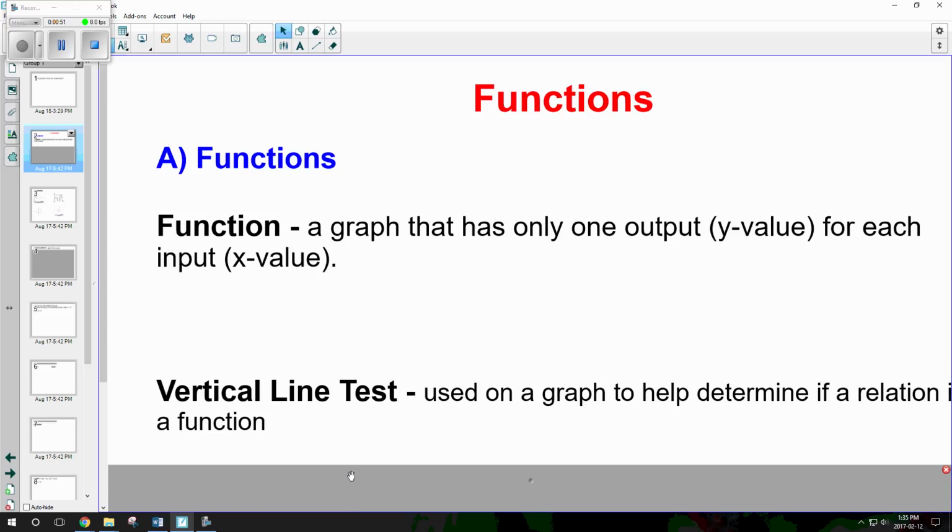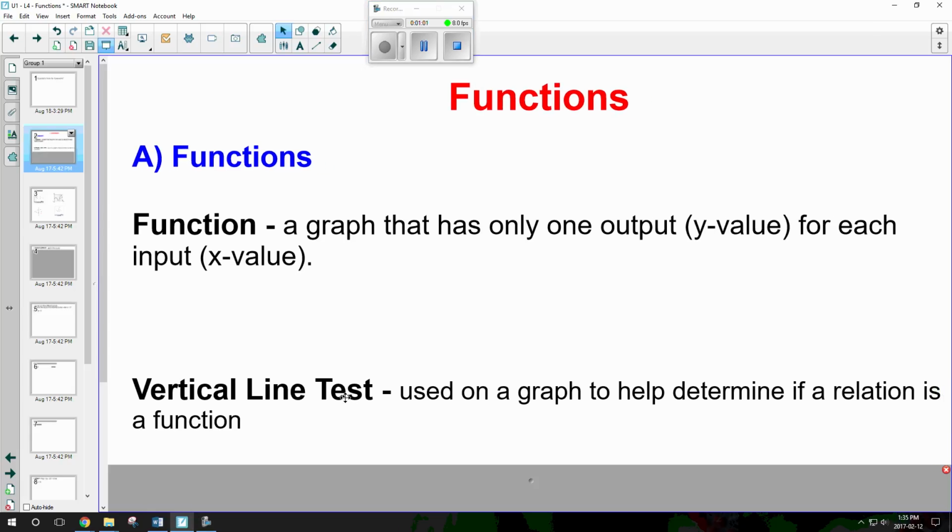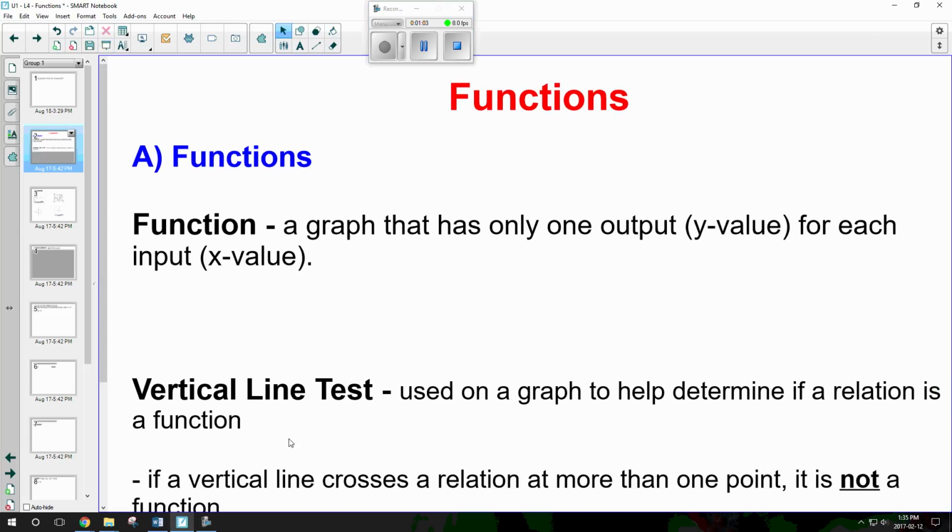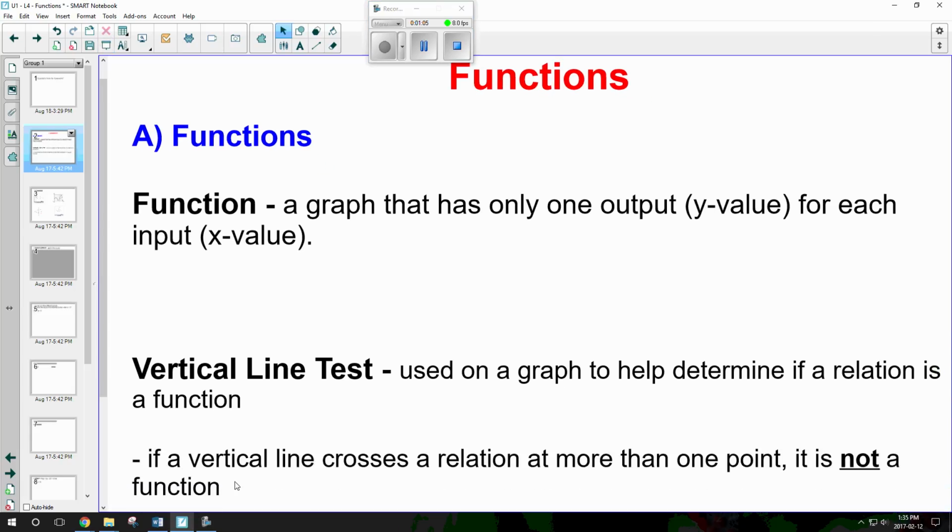One thing that we can use is what's called the vertical line test. The vertical line test is a test that we can use on a graph to help us determine if a relation is a function or not. With the vertical line test, if a vertical line crosses a relation at more than one point, then it's not a function.